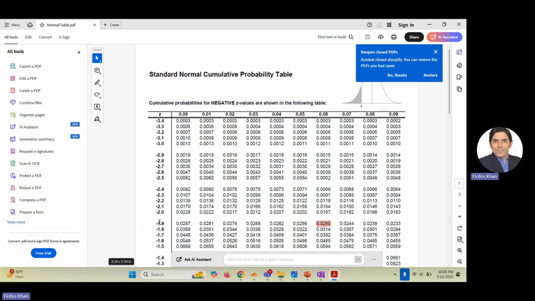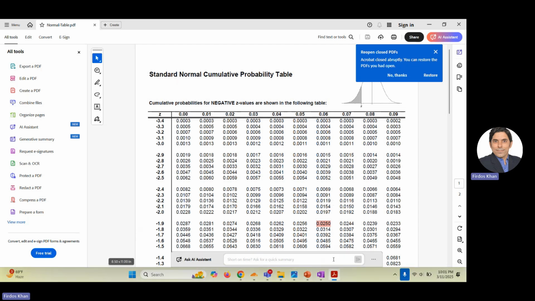If you don't know how to use the table, I have a video on this, and the link is given in the description of this video. Just go and click, and you will see how to use the table to find the value of z from the given probability. So this is the probability given, 0.025, and you can see the value of z, that is 1.9 in combination with this, so 1.96.